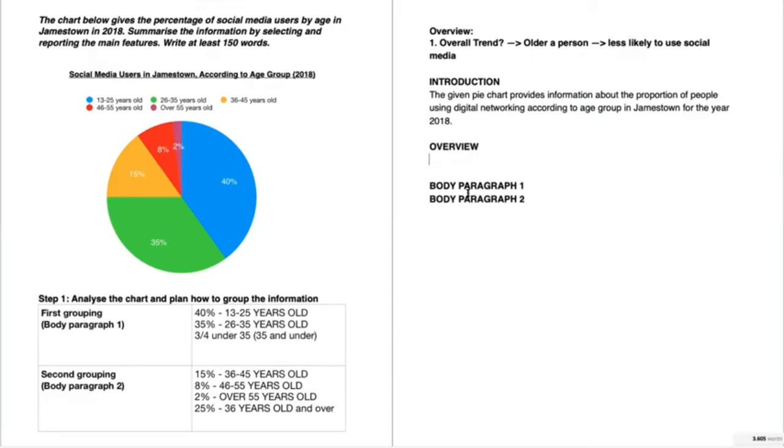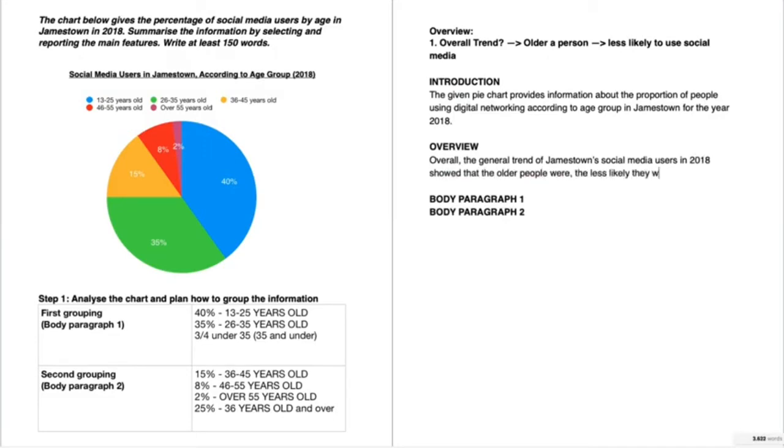And remember, that was the last thing we did with step 1. And we want to talk about the overall general trend. So I'm going to start simply by saying, overall, the general trend of Jamestown's social media users in 2018 showed that the older people were, the less likely they would be to use digital networking. Okay, so this is the overall trend. I do want to point out this helpful grammar, which might be a bit confusing.